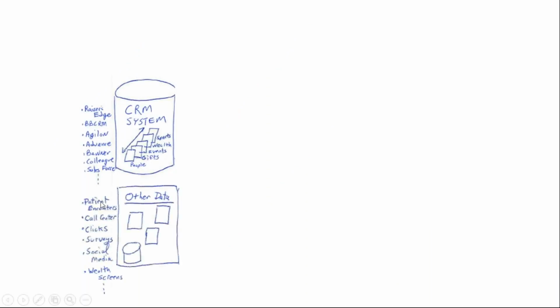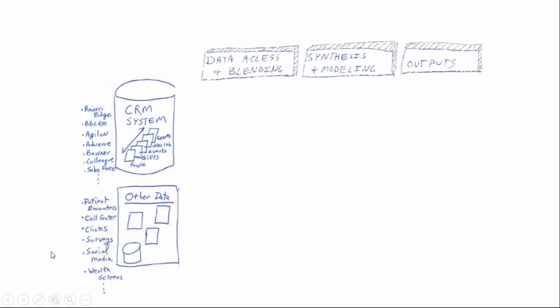In healthcare, it would be patient encounters, might be call center data that's not in the CRM, clicks on newsletters, survey data, social media, wealth screens. So holistically, the CRM usually has most, but there's usually other sources. So now let's look at these three areas: data access and blending, synthesis and modeling, and then outputs.